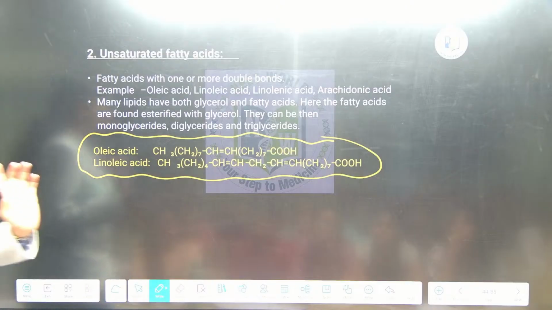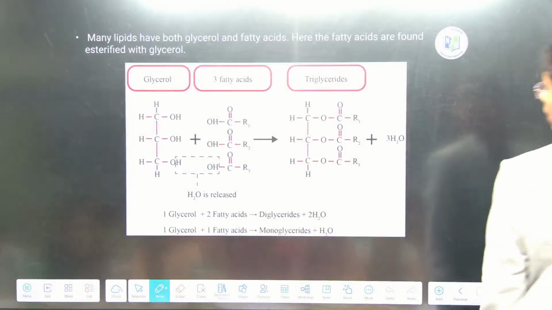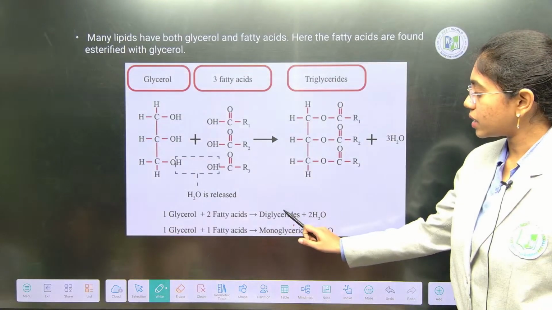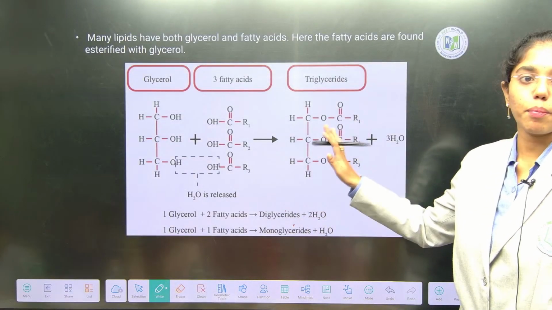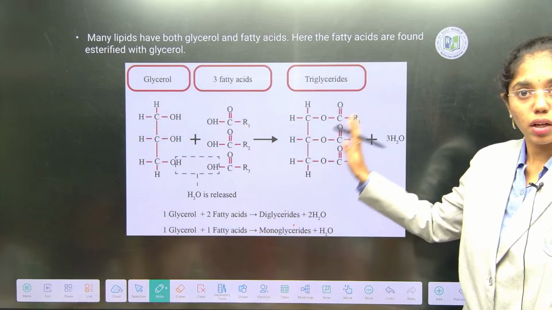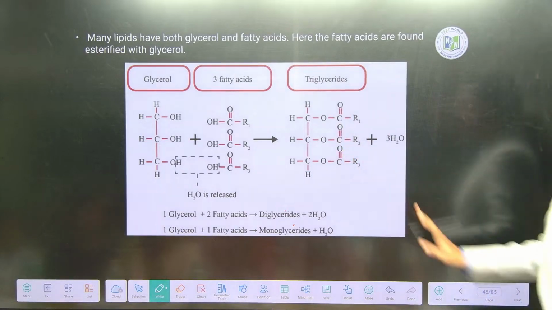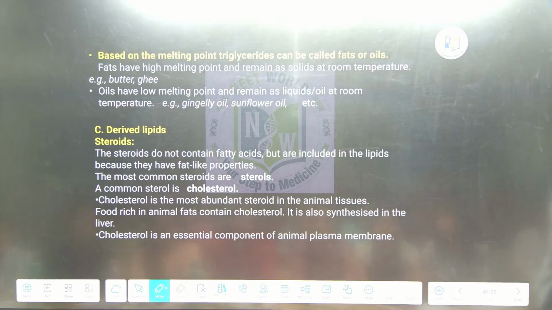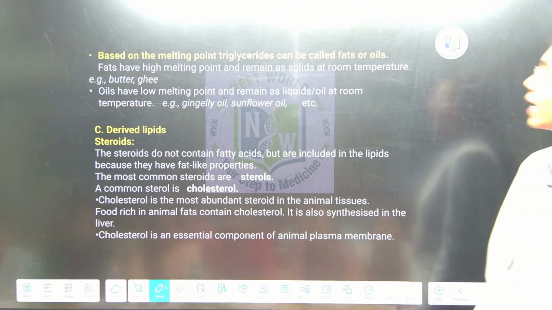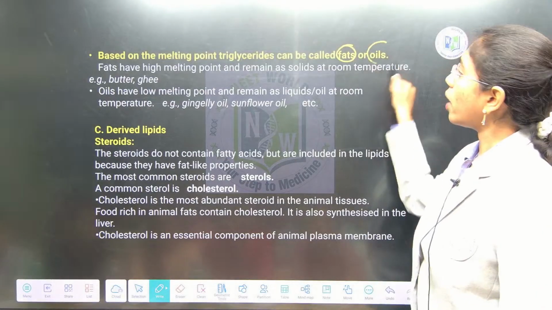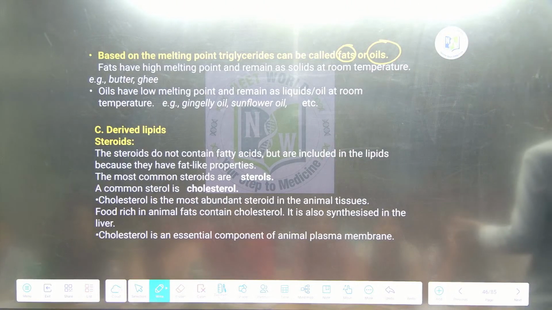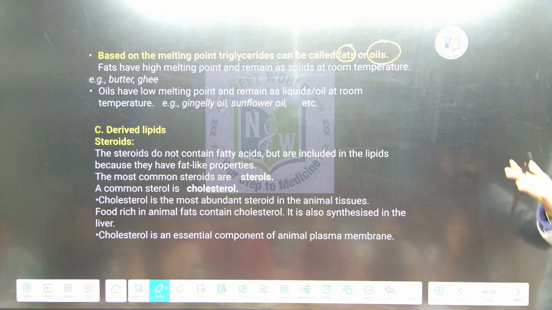Note down the examples. And as I told you, monoglycerides, diglycerides and triglycerides depend on the number of OH groups present with carbon units. Next, based on the melting point, triglycerides can be fats or oils. You tell me, it is easy to note, right? Which will have a high melting point and which will have a low one?